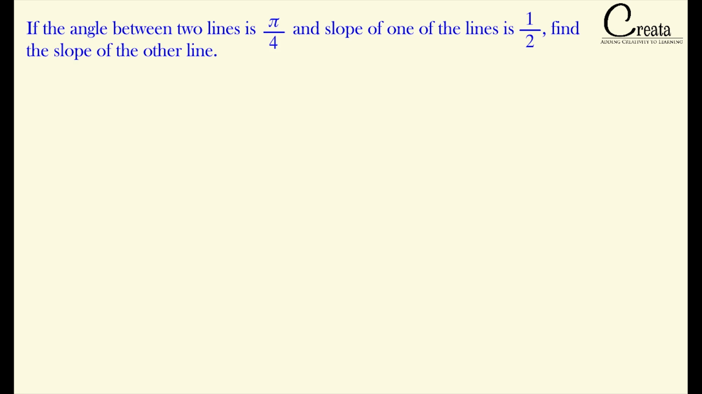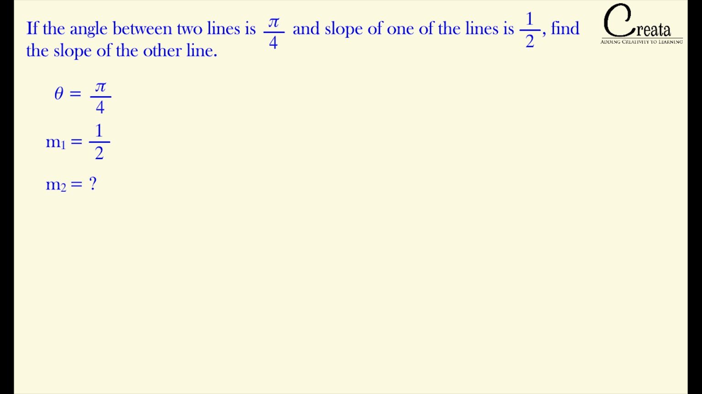Let's move further and take one more question. If the angle between two lines is pi by 4 and the slope of one of the lines is 1 by 2, find the slope of the other line. Let's approach this question. Here the angle between the two lines is given as pi by 4. So let's assume theta as pi by 4. The slope of the first line is given as 1 by 2, that is, m1 is 1 by 2, and we have to find the slope of the second line, that is, we have to calculate m2.